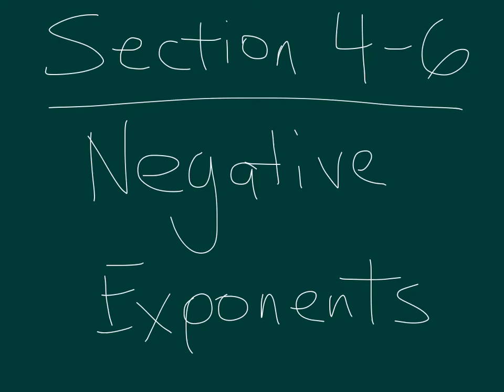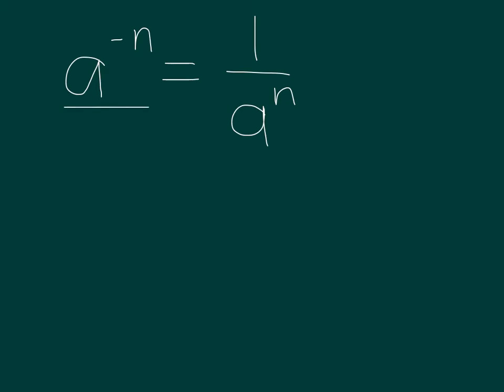All right, this is section 4-6 on negative exponents. So we're going to start with a key concept that's on page 209. It says, and this will be a little bit tricky, just so we're aware, a to the negative n exponent is the same as 1 over a to the n exponent. So basically what happens is we put this over 1.